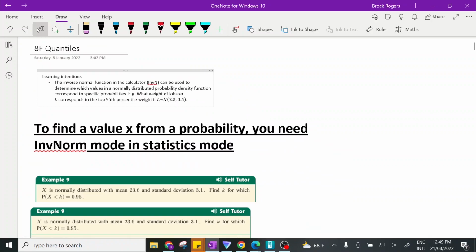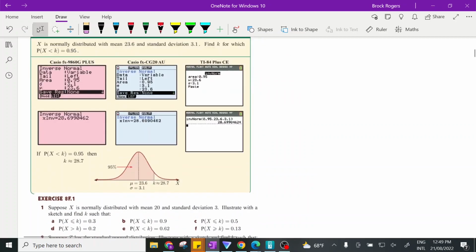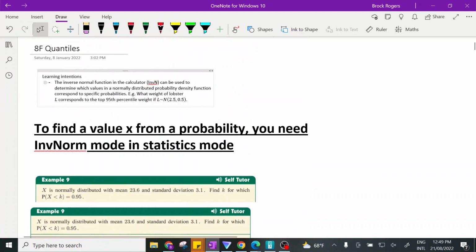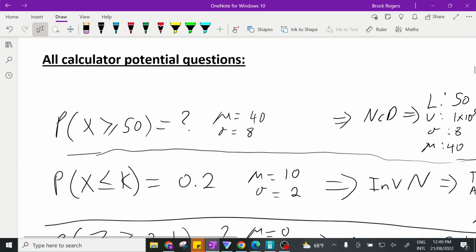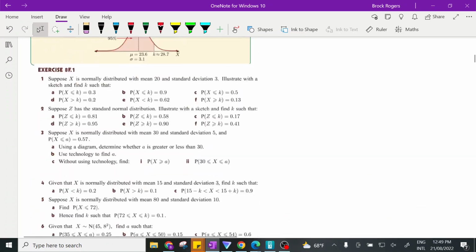All right, welcome back to Year 12 Methods. So I'm just going to talk through the last chapter, 8F. Some of you have already moved on to this chapter, or at least the first half of it. So if you've already started 8F.1, then you can just skip this part of the video and jump up to the point where I'll start talking about all calculator potential questions.